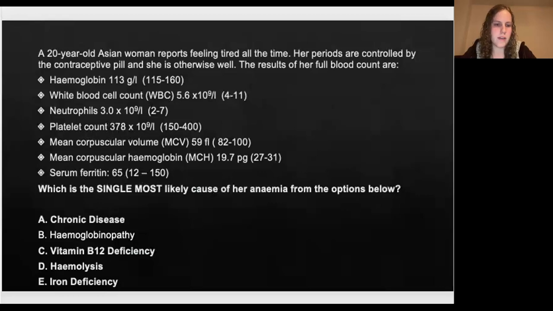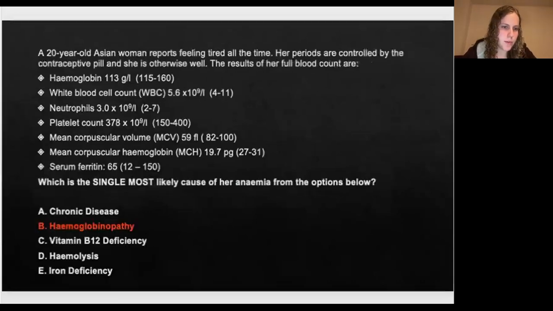Okay. Anyone have any ideas? Again, just type it in the chat. Okay, so I'm just going to move to the answer. So it's a hemoglobinopathy.